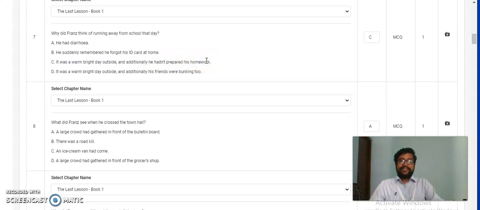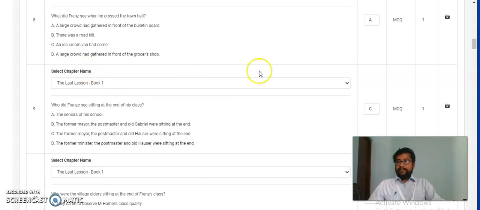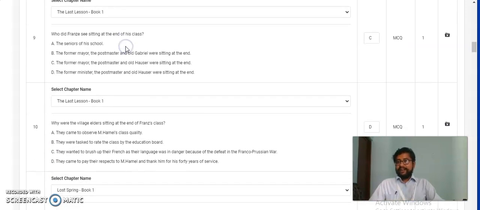I'm sure many of you have this experience when you really want to do something better than appear for the test. What did Franz see when he was crossing the town hall? Option A, a large crowd gathered in front of the bulletin board. Well, an ice cream van had come way back in the 1800s. An ice cream van, ice cream was not invented the way we know today. So I hope you also check out the other options, responses.